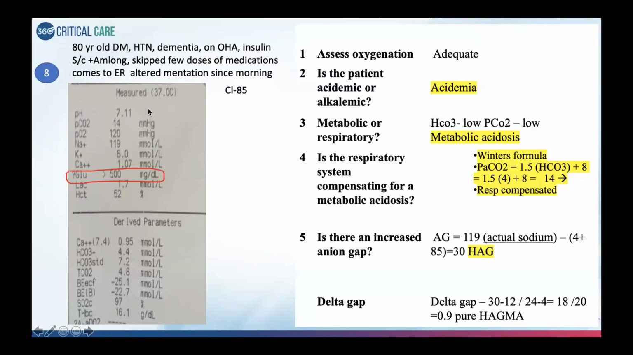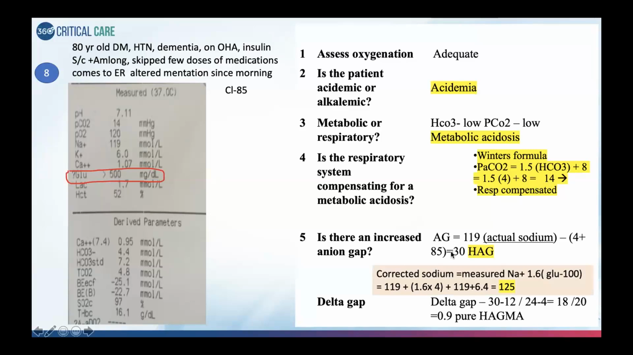So stepwise: acidemia, metabolic acidosis, Winter's formula, compensation. There is a respiratory compensation, which is appropriate. 14 is your expected PCO2, which is appropriate. There is a high anion gap. But one thing you need to remember here: whenever your patient has a sodium of 119 and high glucose, you always correct it and interpret it, right?